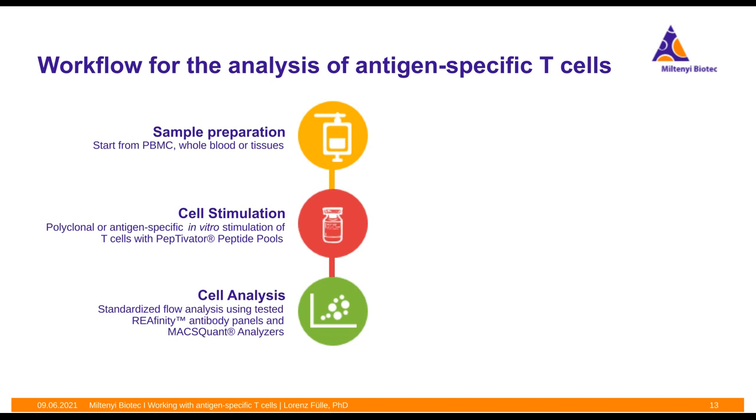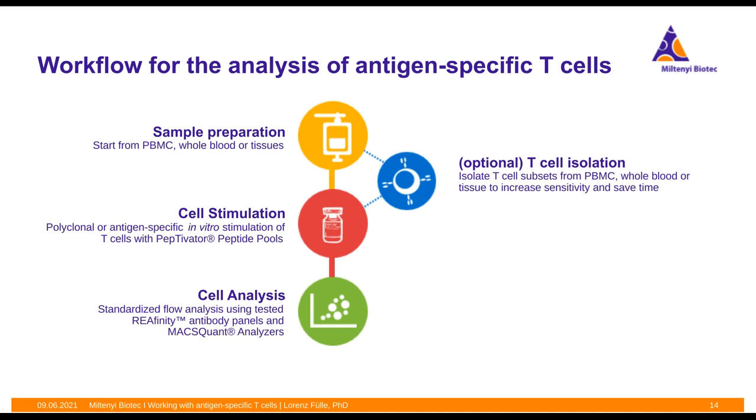The workflow always starts with sample preparation. So here you would start from PBMCs or T cells from tissues. Following the isolation, the T cells would need to be stimulated either polyclonally or antigen-specifically using, for example, our PepTivator peptide pools. And then following stimulation, the cells are best analyzed with standardized flow analysis panels using, for example, our REAffinity recombinant antibodies and our MACSQuant Analyzers for flow cytometry.